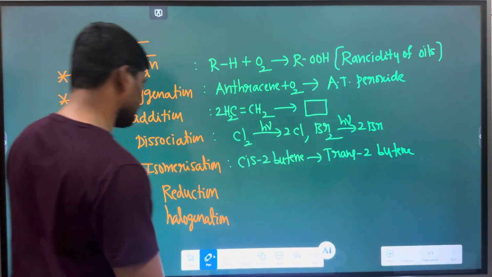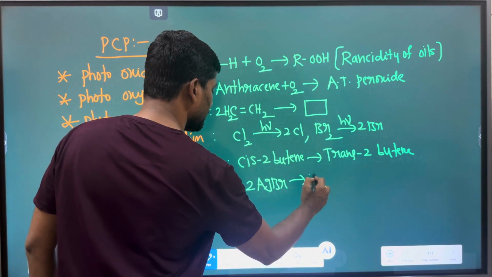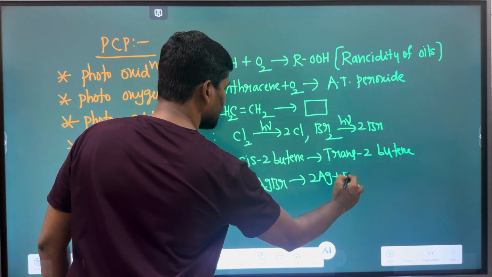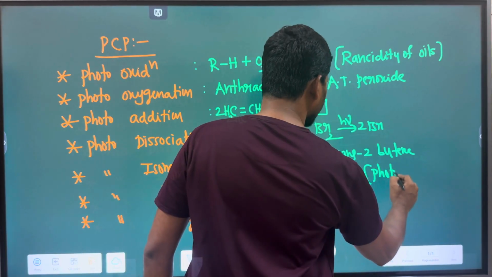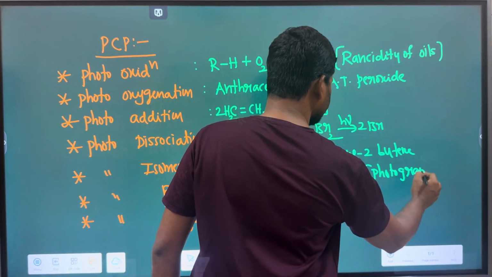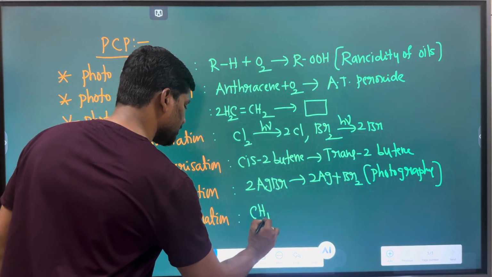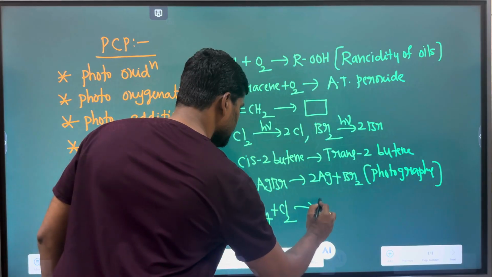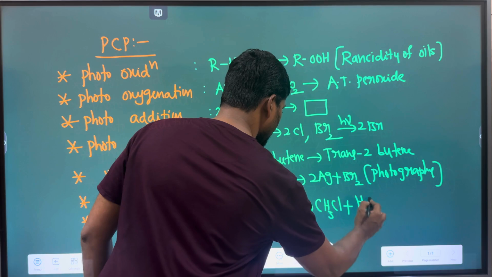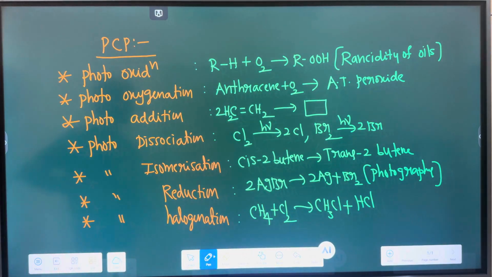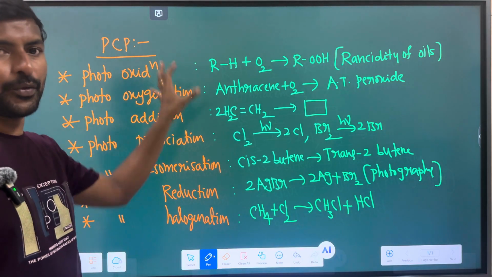Under photochemical conditions, and photo reduction: reduction of silver bromide, for example, gives 2Ag plus Br2. This is useful in which industry? Photography. Then photohalogenation, for example, CH4 plus Cl2. This question was given last time. It gives CH3Cl. Hydrogen is replaced by chlorine. So these are some simple examples I have given for photochemical processes.